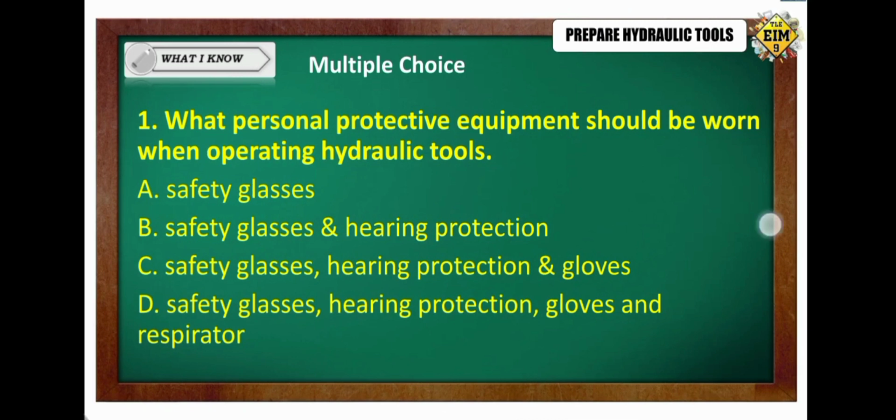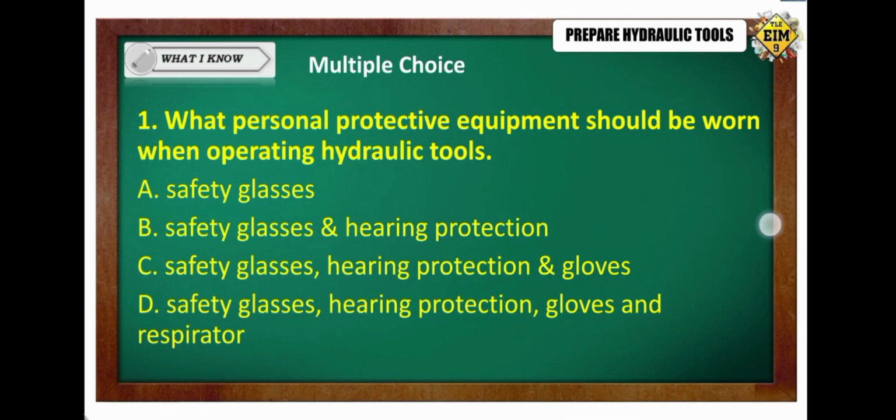For number 1 question, what personal protective equipment should be worn when operating hydraulic tools? A. Safety glasses. B. Safety glasses and hearing protection. Letter C. Safety glasses, hearing protection, and gloves. And letter D. Safety glasses, hearing protection, gloves, and respirator. Choose your answer and write it on your notebook. And we will check it in our follow-up discussion tomorrow.